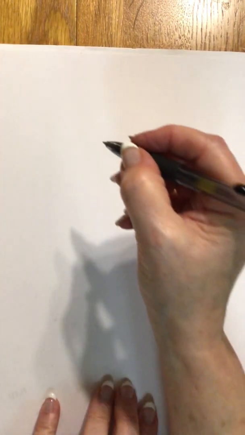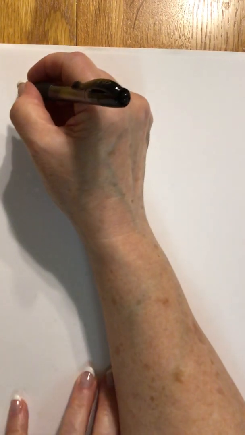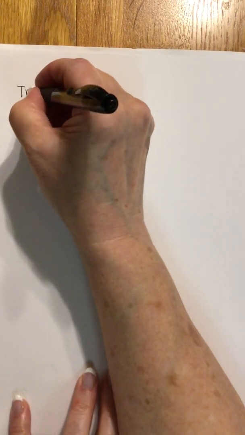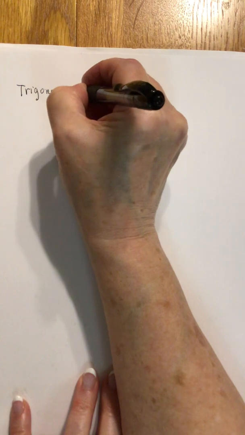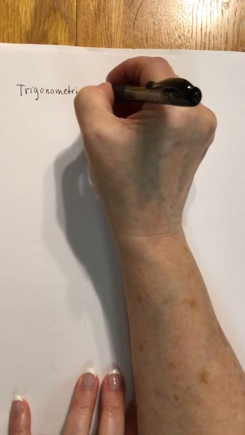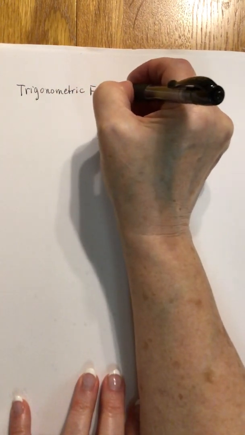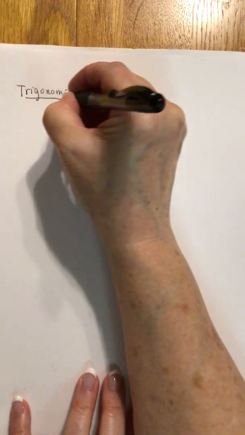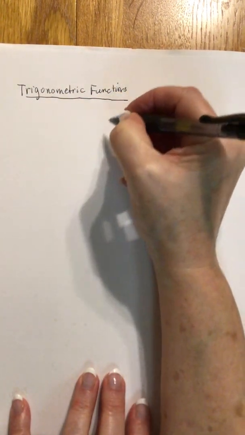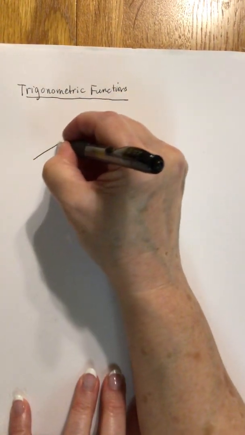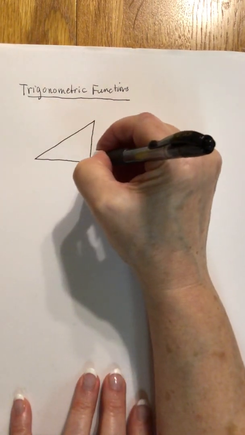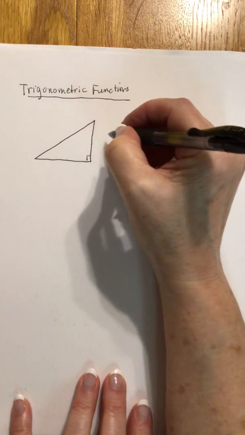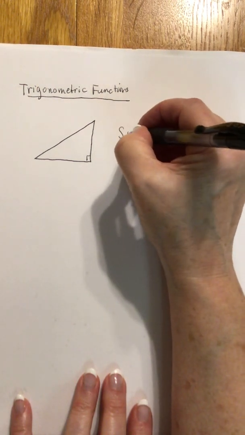Okay, when you were in geometry, you had trigonometric functions, when you started them out in a right triangle. And you used a saying, SOHCAHTOA.